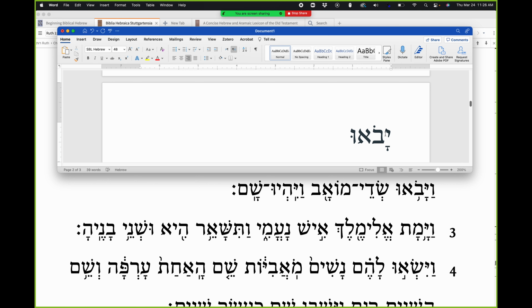But this is the imperfect. This is the jussive form of bo. Bo means he went or he entered, something like that, went into. In the jussive, it would mean something like may he enter or may he go. But when we add the Vav-Relative, it inverts this back to past tense. And so it says, and he went in, or he entered, Sadeh Moav, the fields of Moab.